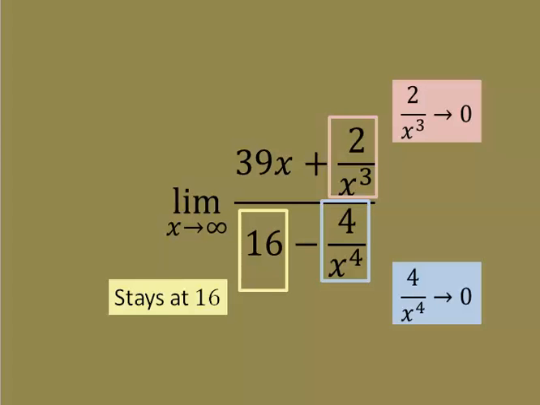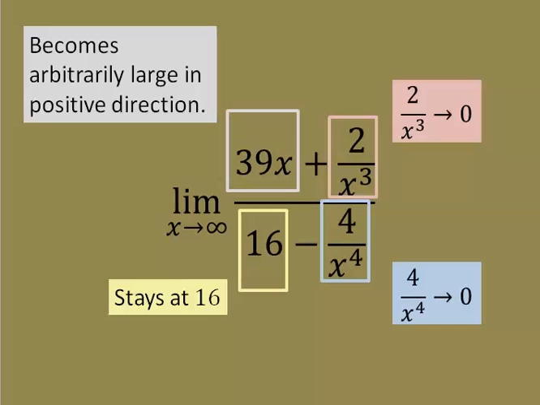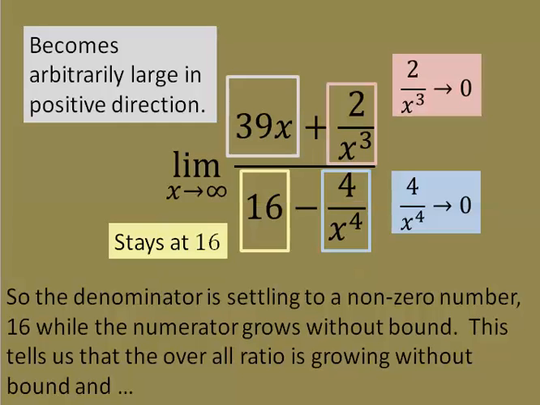On the other hand, 16 is staying fixed. That 16 really doesn't care what x is doing. Now 39 times x, not divided by x, but times x, that's getting larger and larger. So x is getting larger and larger, so the product 39 times x is getting larger and larger. So the denominator is settling towards a non-zero number, 16, while the numerator grows without bound.